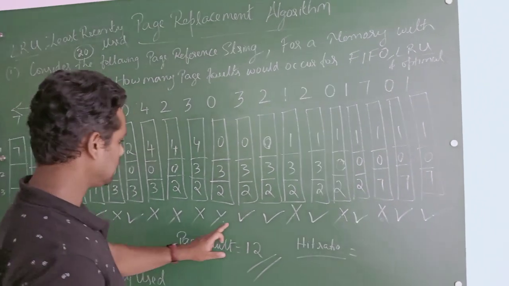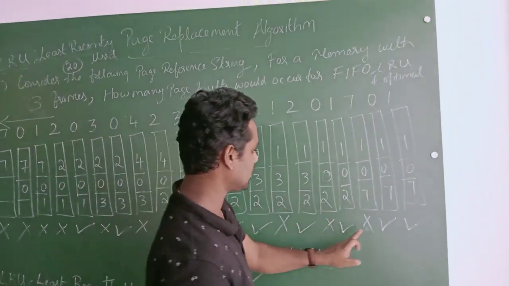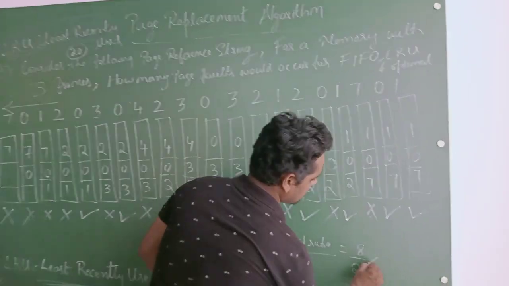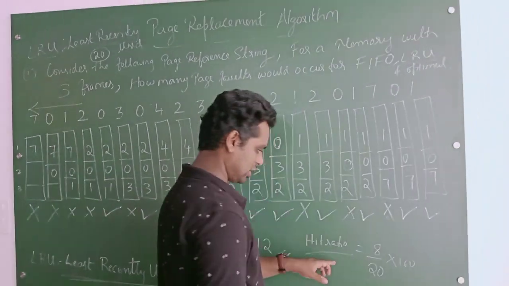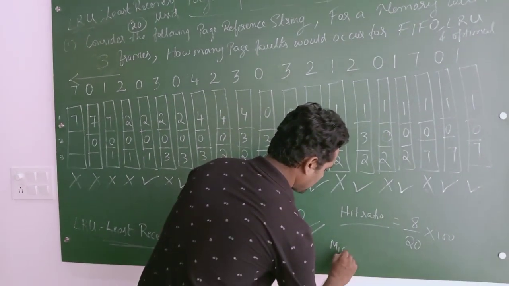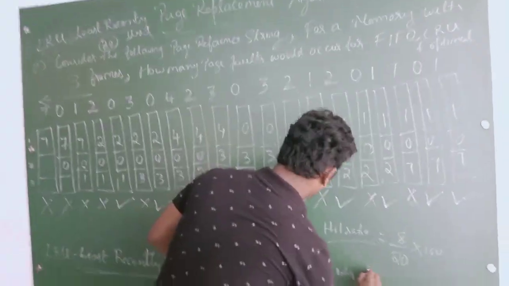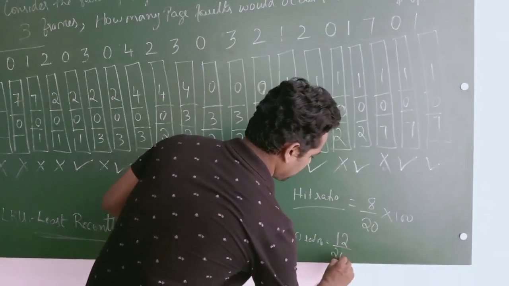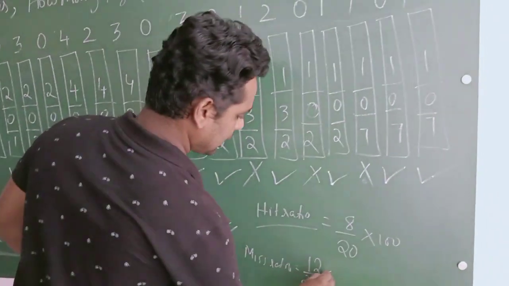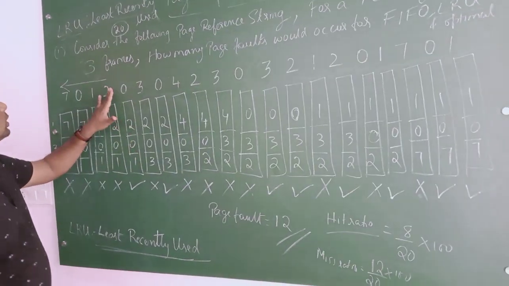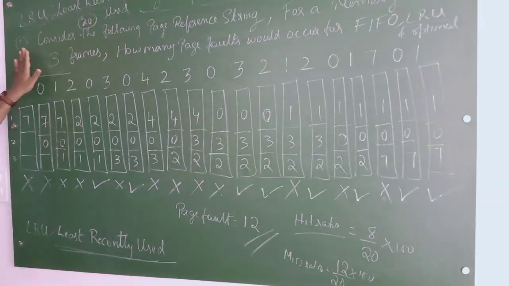Right. And if they ask for hit ratio, count the page hits: 1, 2, 3, 4, 5, 6, 7, 8. 8 divided by the total number of pages, into 100, is your hit ratio. Miss ratio is nothing but page faults. Page faults is 12, divided by the total reference string of 20, into 100. That is your miss ratio. So these are all for the LRU algorithm. Hope you are clear.